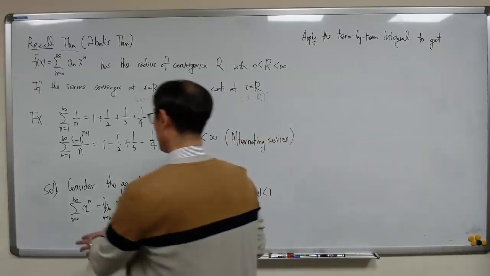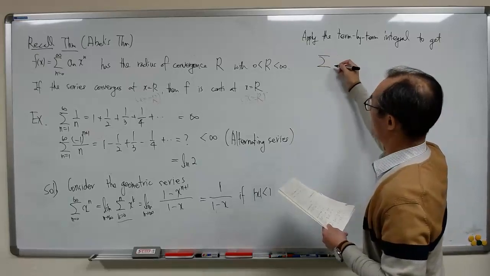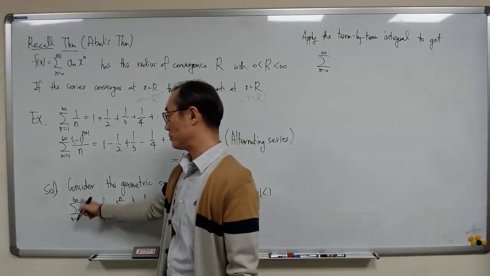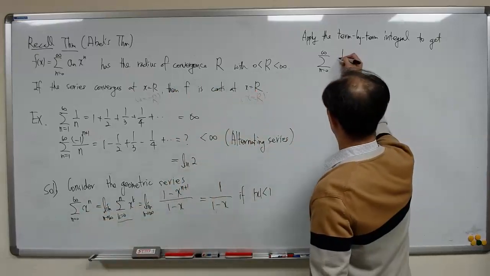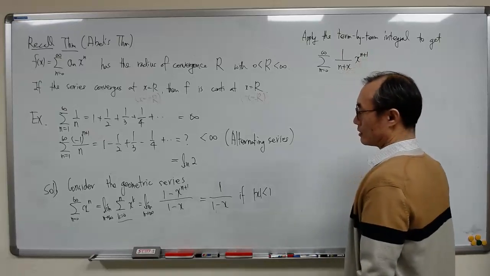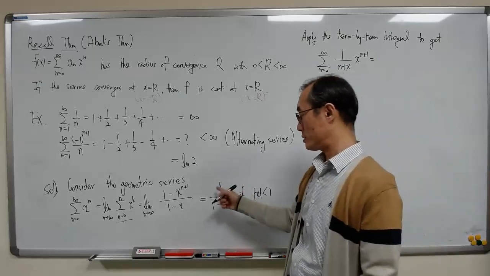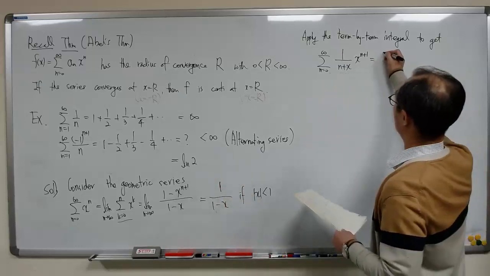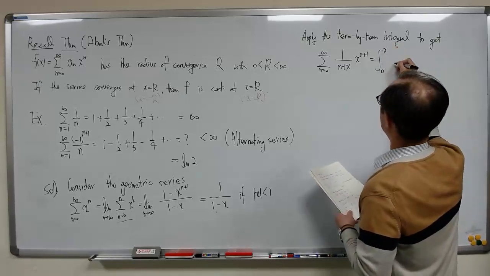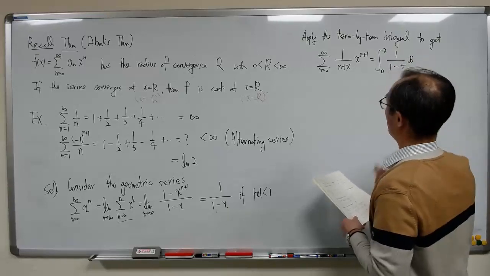If we compute the term-by-term integration of the geometric series like this, we're going to get the summation as n goes from 0 to infinity. What's the integral of x to the nth power? We're going to have 1 over n plus 1 and x to the n plus 1. This will be the same as the integral of the right-hand side, which is 1 over 1 minus x. Actually, you can rewrite this as the integral from 0 to x of 1 over 1 minus t dt.